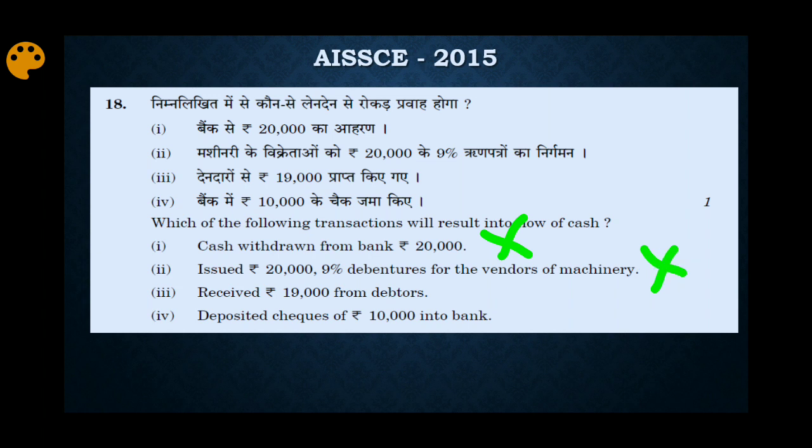Now the last is deposited check of rupees 10,000 into bank. Again it is the cash item, so there is no flow of cash. Now the third option is received 19,000 from debtors. This is the inflow of cash. So the correct answer is third option, that is received rupees 19,000 from debtors.